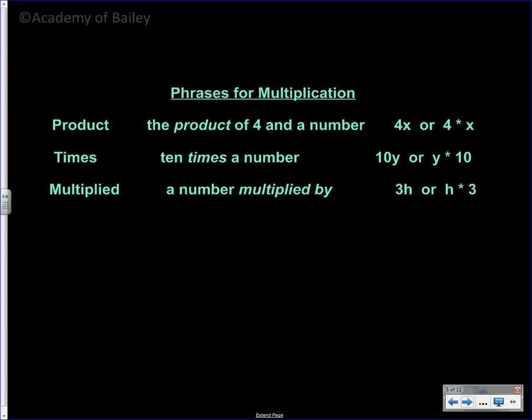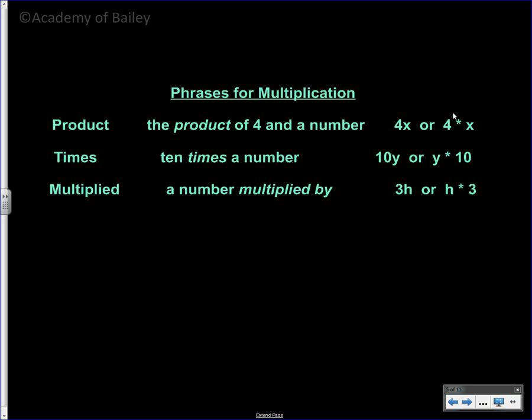Phrases for multiplication. There they are. You notice you have an asterisk there. That should be a dot. That should be like 4 times x. This one here says y times 10. Typically, we don't put y times 10. We always usually just put the y right after the coefficient there. So you just put the y right after the 10.